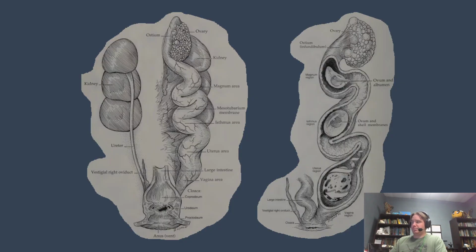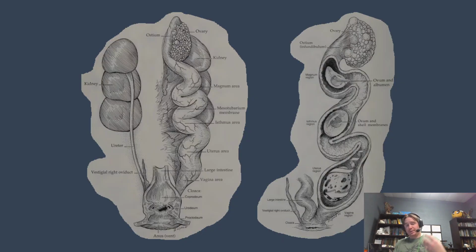That happens in the magnum area. And then you move down into the isthmus region, and that isthmus region is where the membranes, not the hard shell, but the shell membranes, are created that go around all that albumin and the yolk and kind of package it into the egg shape that you think of when you think of an egg.